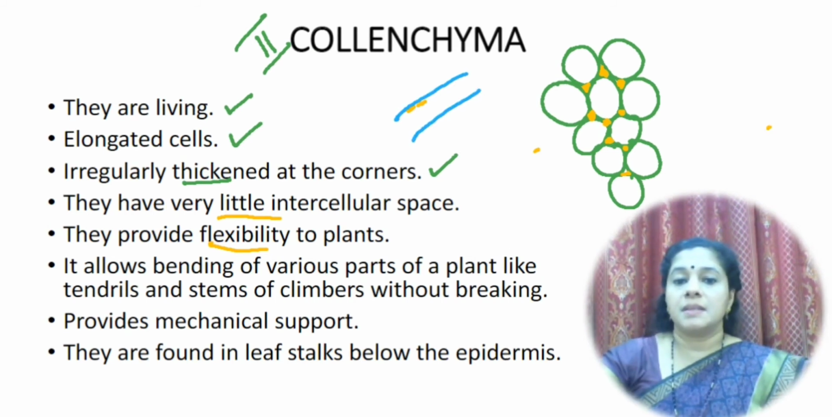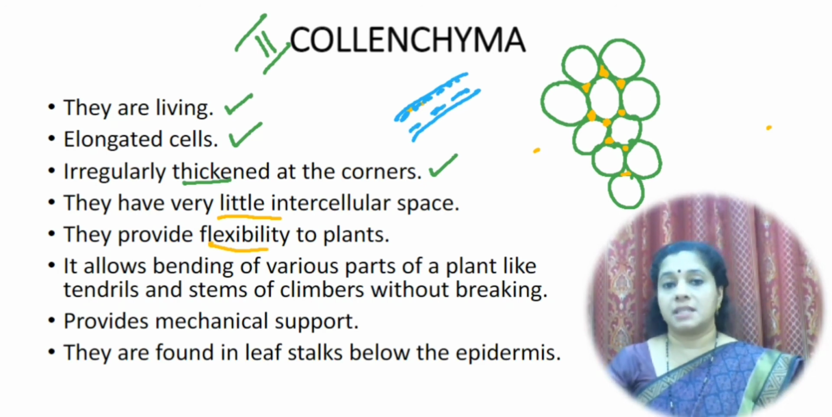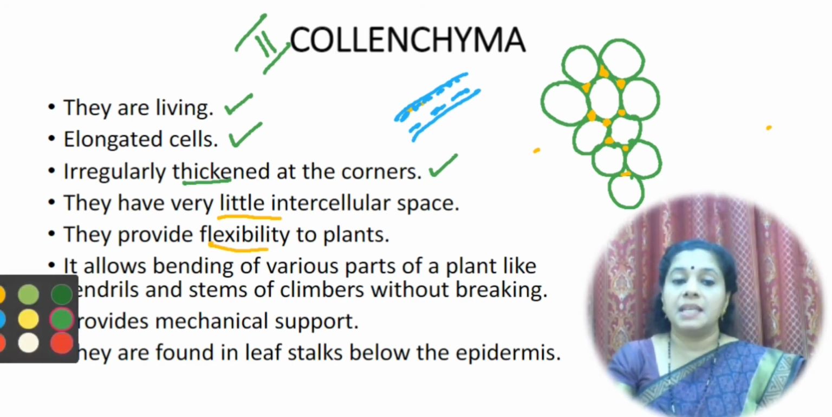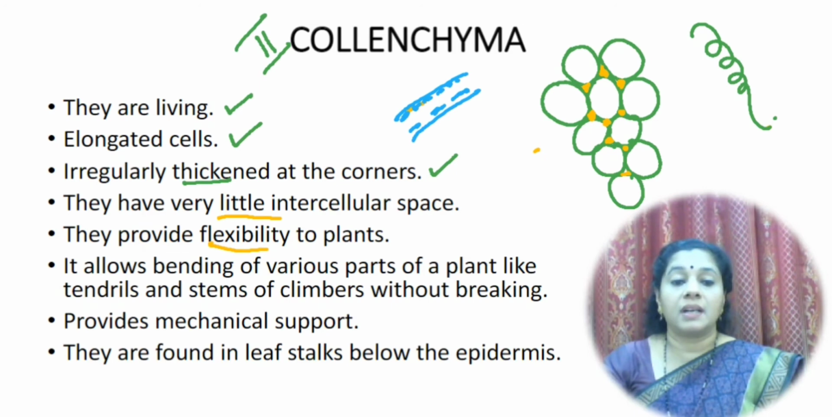Usually, suppose this is a branch. Under the stem surface, you can see a layer of collenchyma. This is providing flexibility to plants. It allows the bending of various plant parts like tendrils also. Have you seen structures like this? Clinging structures are there in plants, very thin and coiled. They are called tendrils. Or some plants are climbers. They have weak stems, so they are climbers. It is all because of the presence of collenchyma. And apart from that, they provide mechanical support also because they have thick corners, so they can provide support.